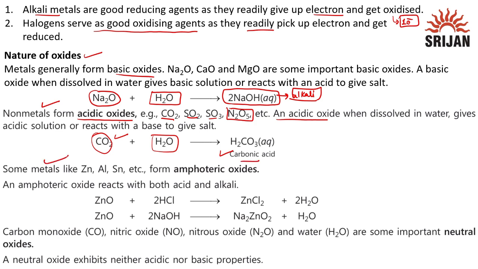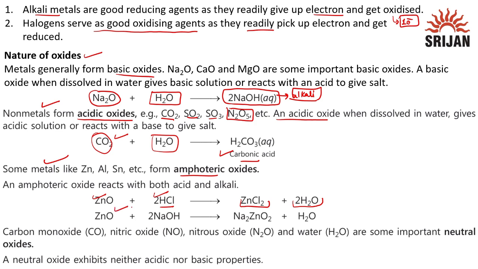Here, some metal oxides, as I mentioned earlier, are amphoteric in nature. That means they show both acidic as well as basic properties. For example, zinc oxide, right? So, zinc oxide when reacted with an acid, that is HCl, hydrochloric acid, it forms a salt, that is zinc chloride, and water. That means it is a neutralization reaction. When a base reacts with an acid, it forms salt and water.